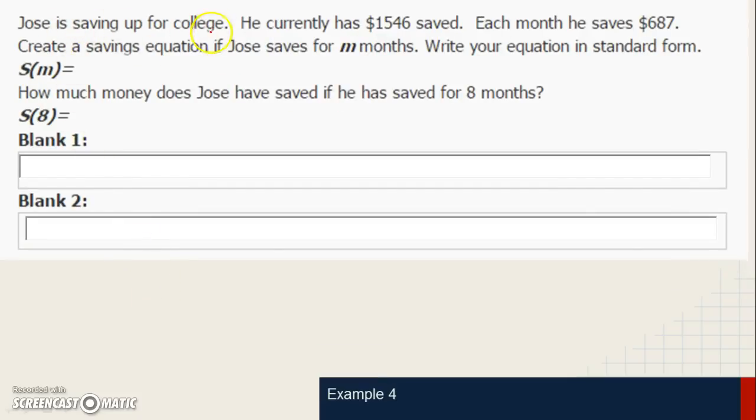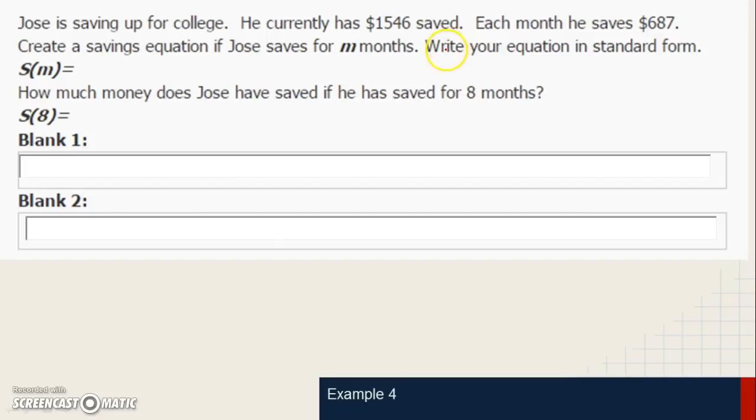Jose is saving up for college. Slightly different worded problem. He currently has $1,546 saved. Each month he saves an additional $687. Create a savings equation if Jose saves for m months. Write your equation in standard form.